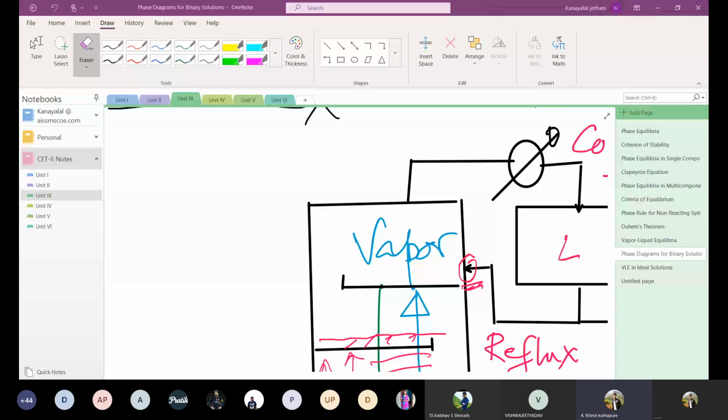Hello. When we do distillation, we always look at steady state. We are not looking at dynamic. We are talking about time. जब बढ़ेगा तो time, all equipment is operated at steady state conditions.